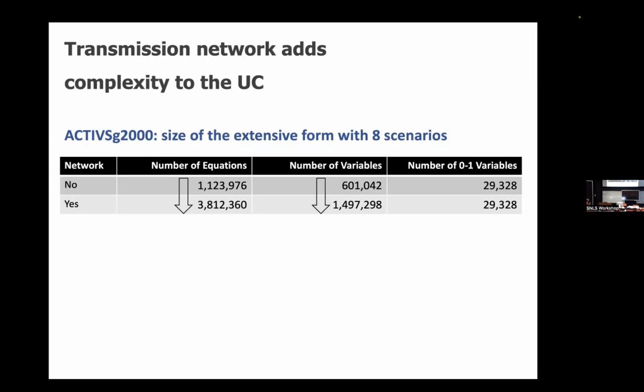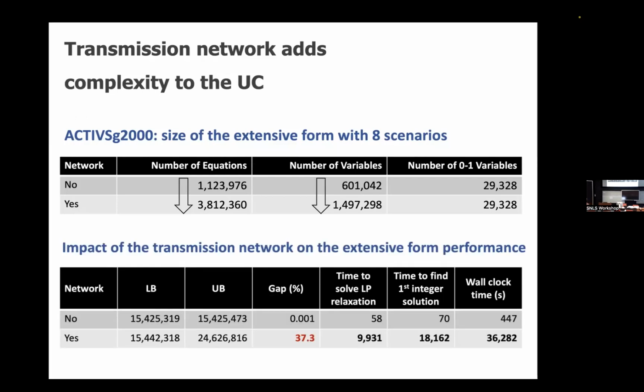And so what is the impact of considering the transmission network in this problem? Without network and considering 8 scenarios, we can solve this problem in around 500 seconds to a gap of 0.001%. The gap is a measure of the global optimality of the solution, right? But when we add the network, after 10 hours, we get a gap of 37%. So the transmission network adds lots of complexity to the problem. Why? Because now the thermal units have to be scheduled, distributed by the network, in such a way that the energy can flow through the network respecting the Kirchhoff laws, okay?